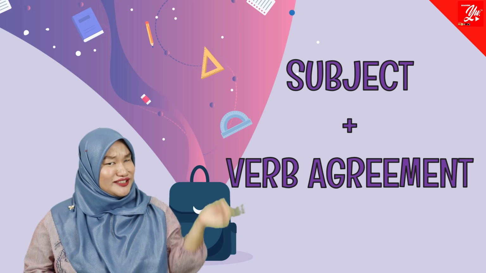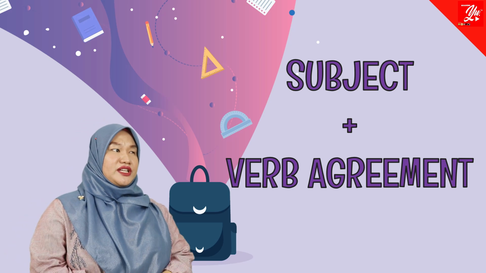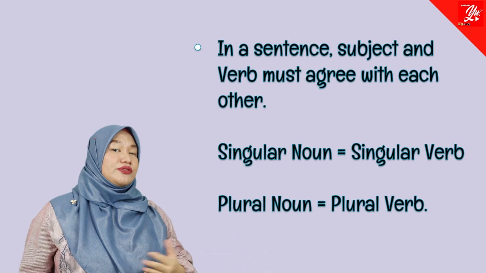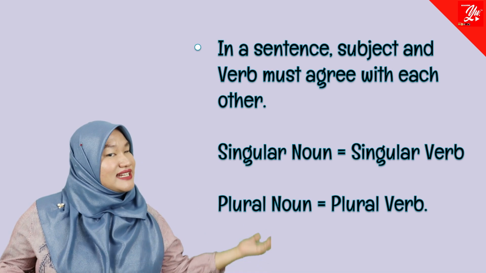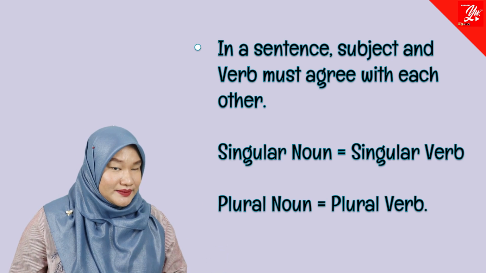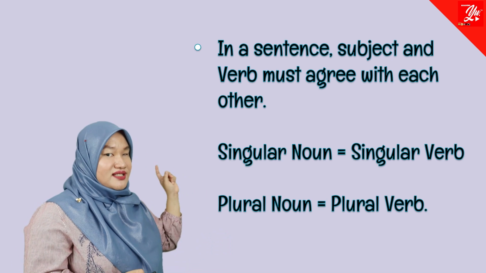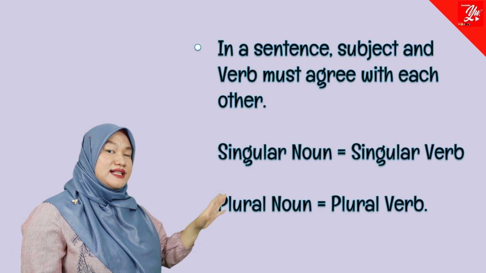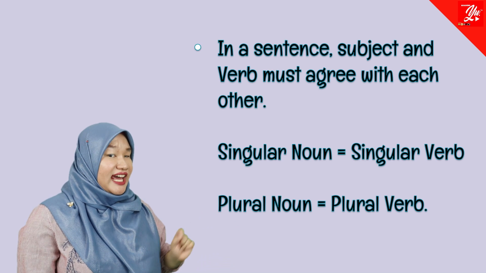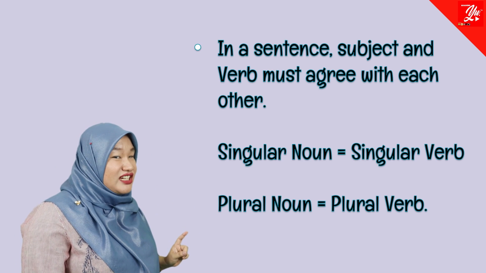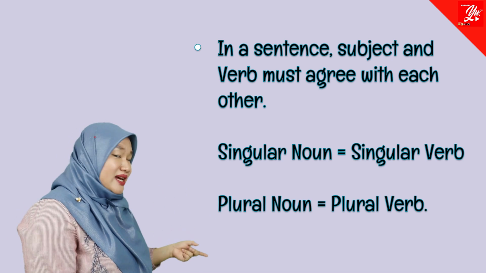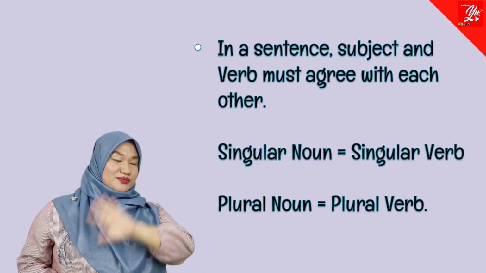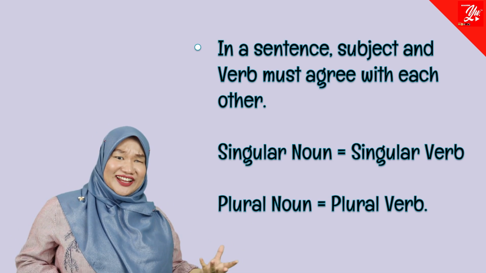What exactly is that? In the English language, in a sentence, the subject and the verb must agree with each other. They must get along. They must be friends. And for English language, the singular subject, which is a singular noun, must be followed with singular form of a verb, and the plural subject, which is the plural nouns, must be followed with a plural verb. Let me show you in a pictures kind of style.